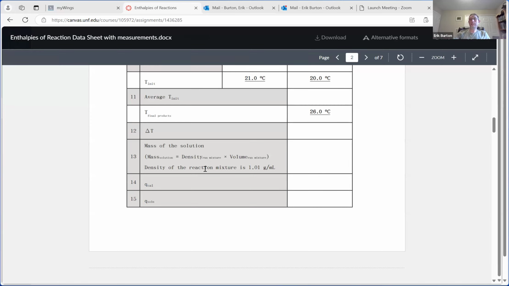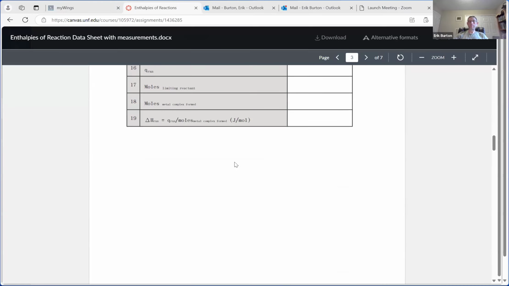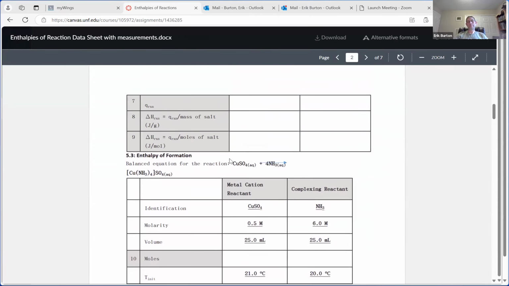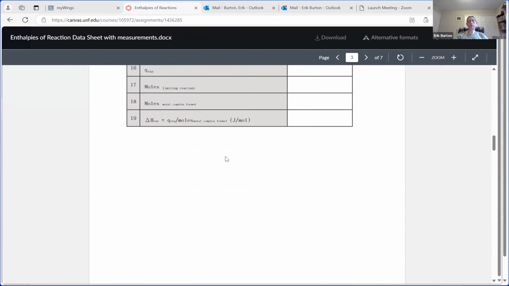So make sure you find that in there. Look at the balanced reaction, figure out your limiting reagent, and then you can answer that question there. What are the moles of the limiting reagent? And what are the moles of the complex that are formed?